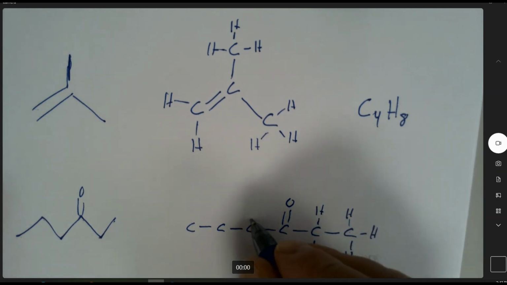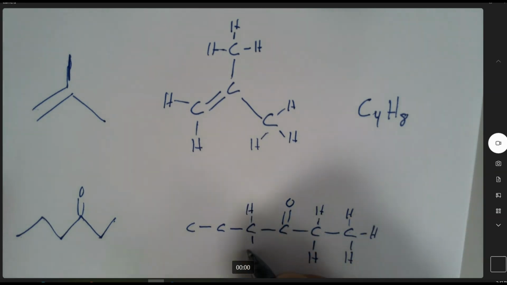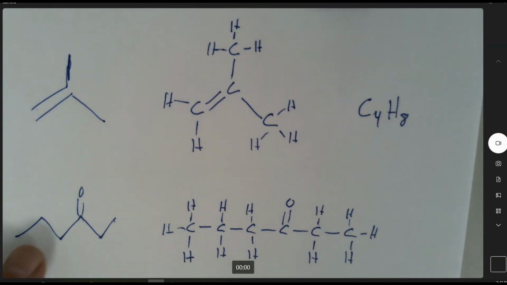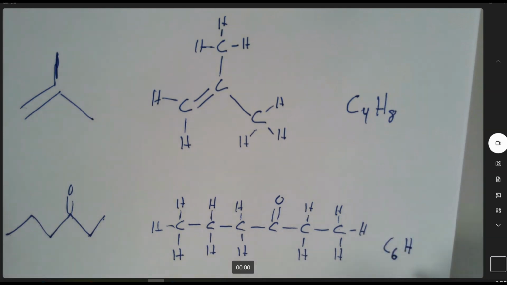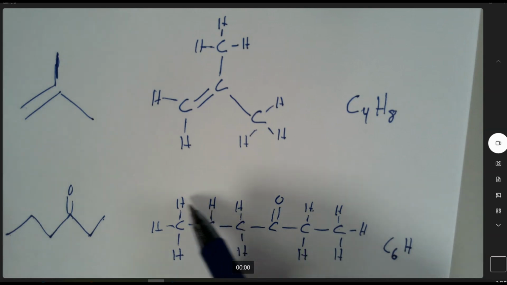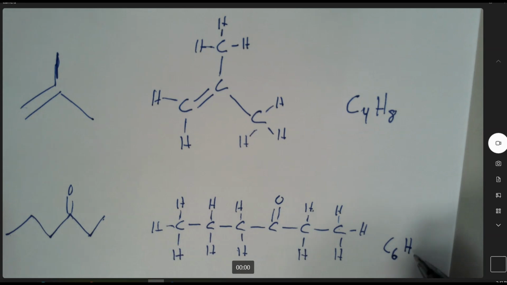Don't want to put anything there and give carbon 5 bonds. And there we go. We've turned this line angle into a Lewis structure. And I see 6 carbons and 1, 2, 3, 4, 5, 6, 7, 8, 9, 10, 11, 12 hydrogens. And oxygen.